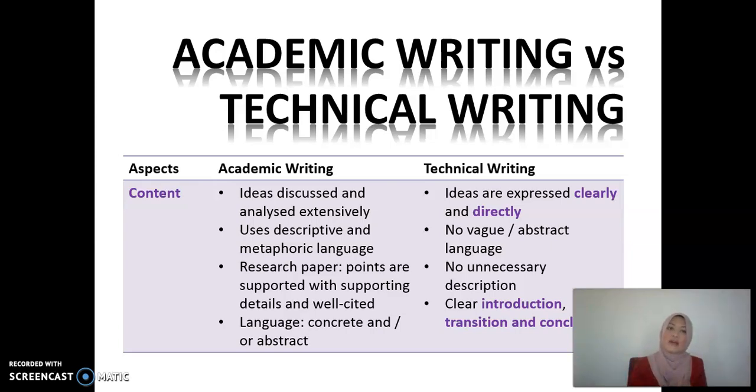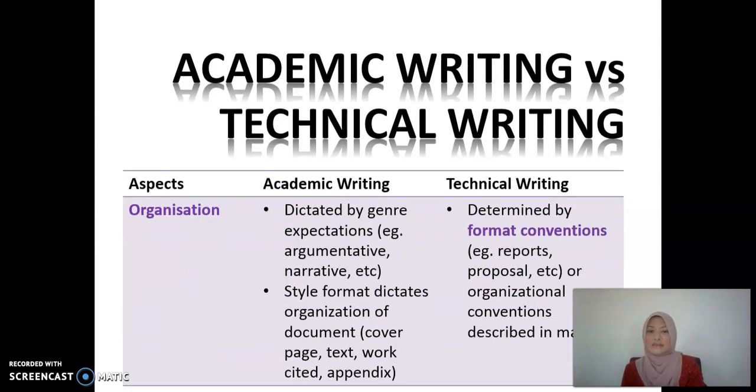But for technical writing, ideas are expressed clearly and directly. There is no vague or abstract language or unnecessary description. There's a clear introduction, body, and conclusion. And you also utilize clear transitions in your content, for instance, words such as firstly, secondly, thirdly, next, finally. So you are going to use transitional cues in your writing.